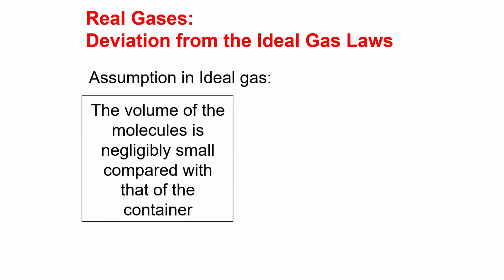The first one, we have already assumed that the volume of the molecule is negligibly small compared to that of the container. So maksudnya di sini, isi padu molekul gas, zarah-zarah gas adalah terlalu kecil dan boleh diabaikan. Let's say this is our container and this is the particle of the gas. We can assume that the volume of this gas is very small, sangat kecil berbanding dengan container of the gas.